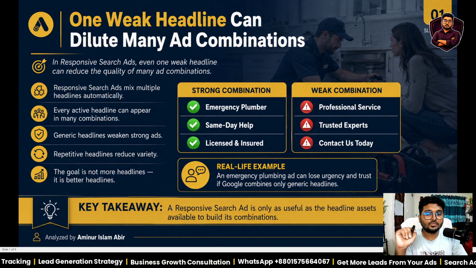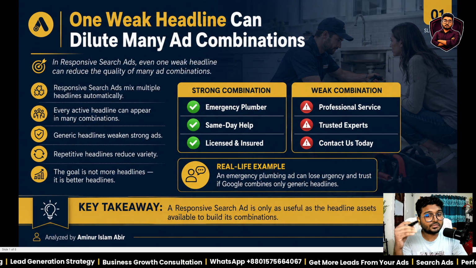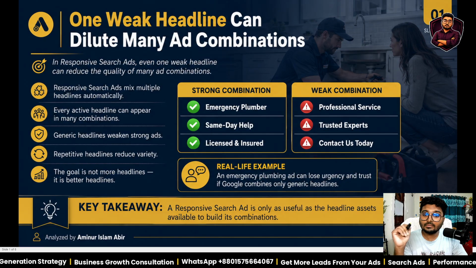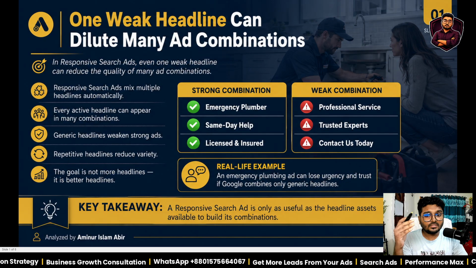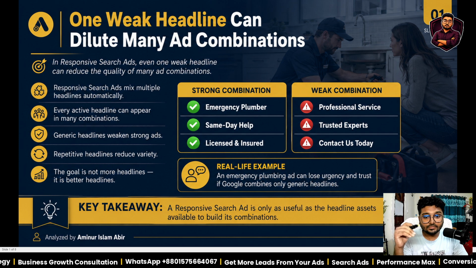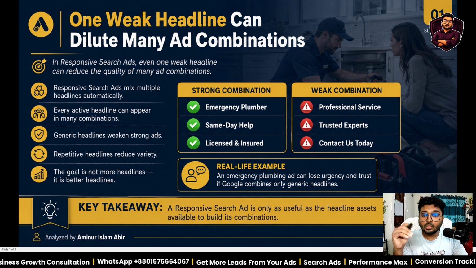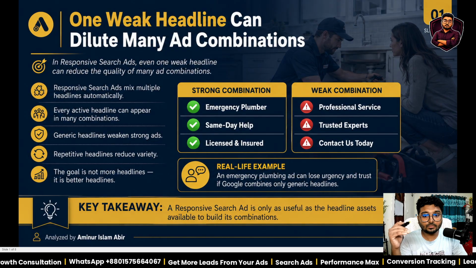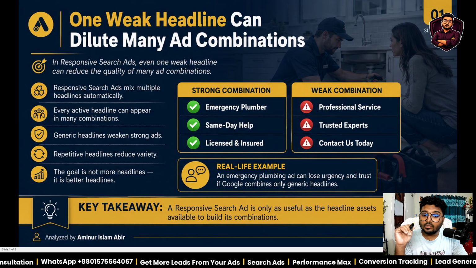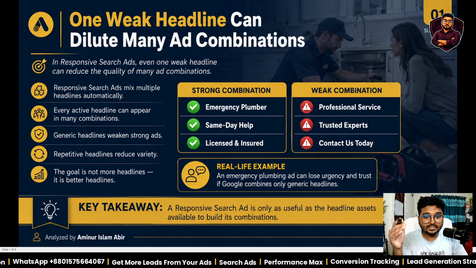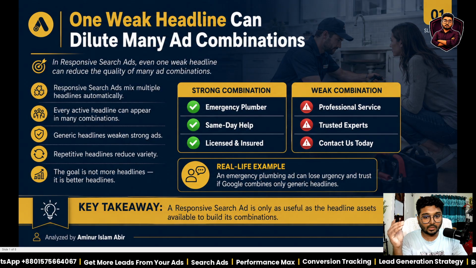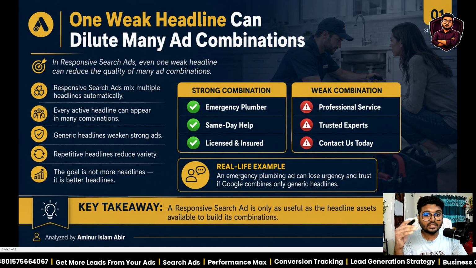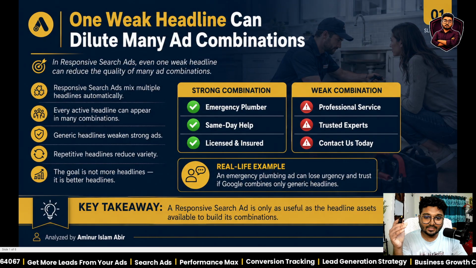But we should not remove a headline only because it received fewer impressions or because one number looks weak. Responsive search ads work by combining different headlines and descriptions. So we must review the full headline group, not only one asset. The goal is not to find the perfect headline. The goal is to keep a balanced group of headlines that can create a relevant, useful, and trusted ad message.